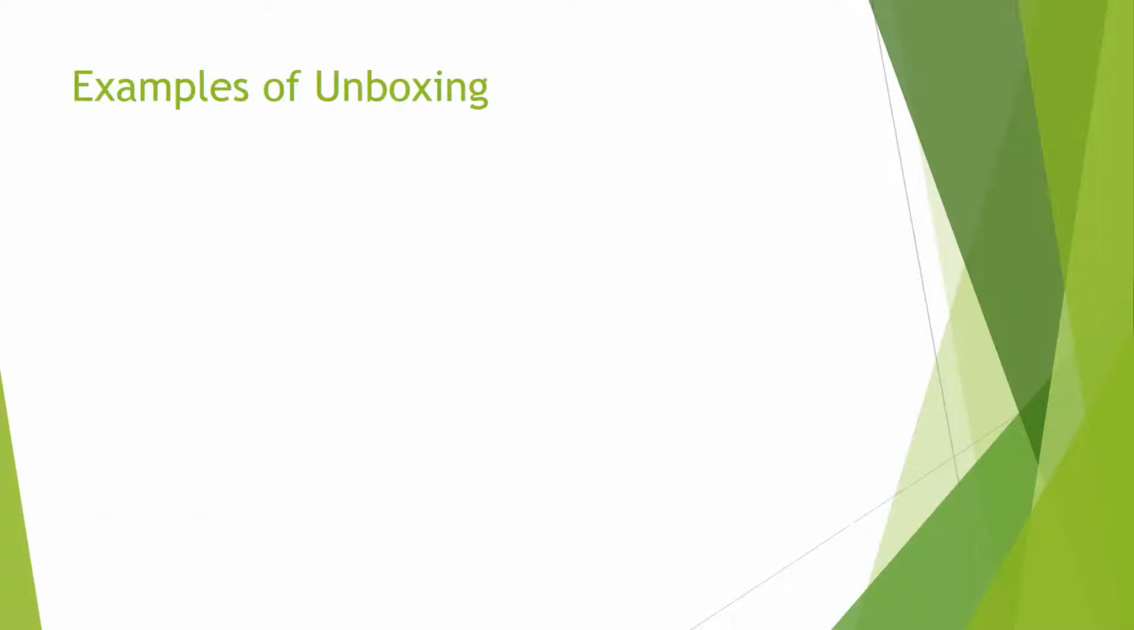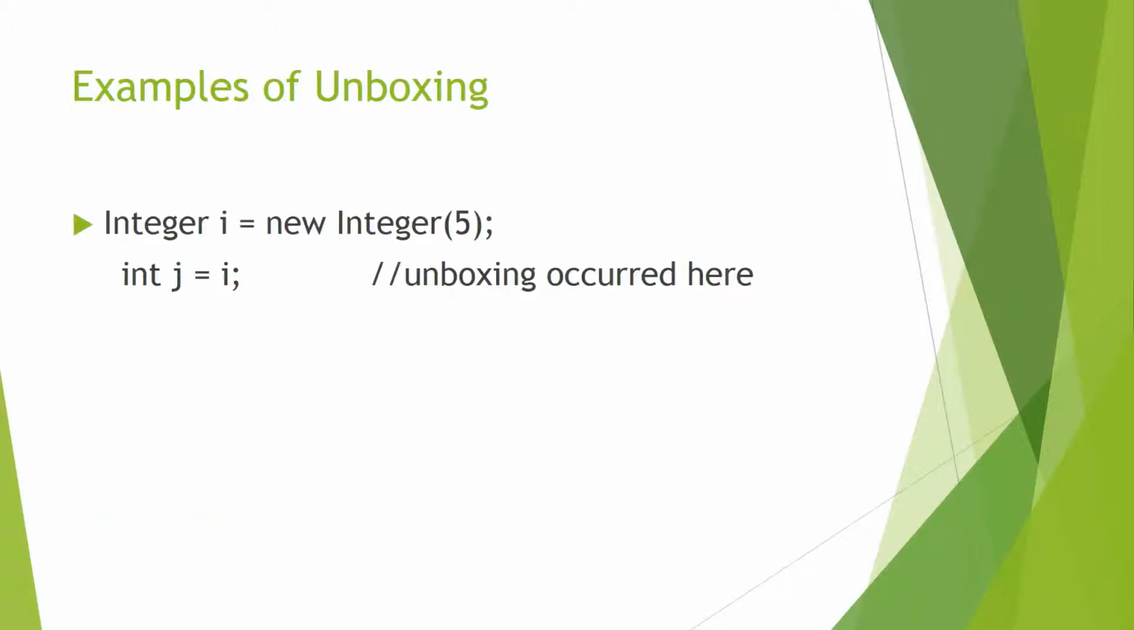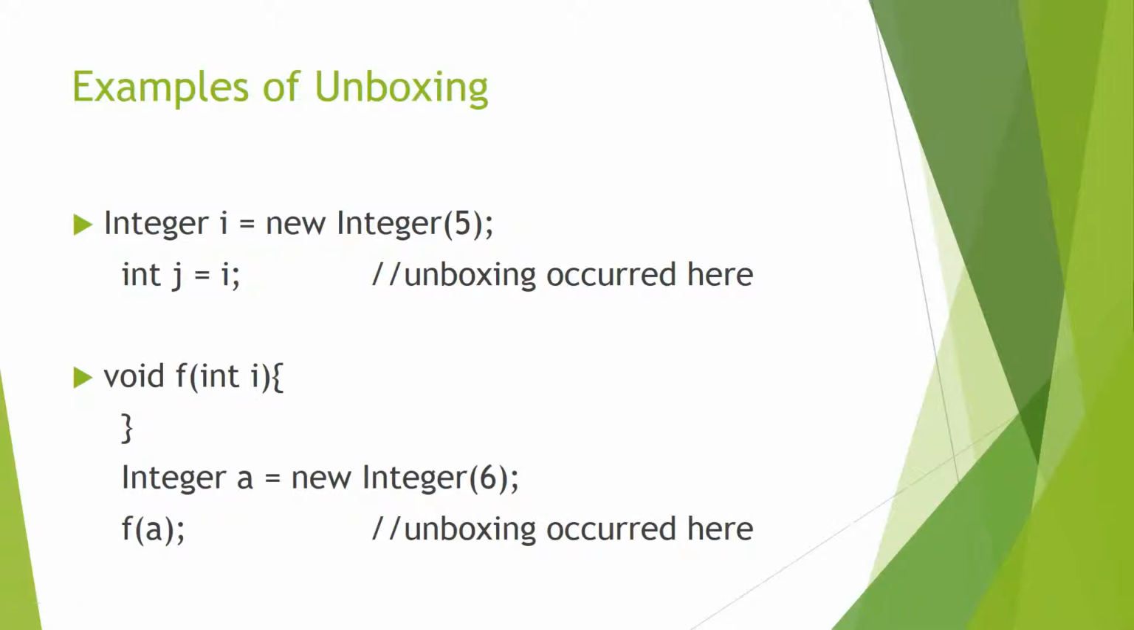Let's now have a look at some examples for unboxing. In that example, the unboxing occurred when assigning the value of the wrapper variable I into primitive integer variable J. In the next sample, as we notice, we have a method f that accepts a primitive integer argument. The unboxing in this case occurred when passing the value of the wrapper integer variable a as primitive integer argument into the method f. As in this case, the conversion occurred from the wrapper type into the primitive type.